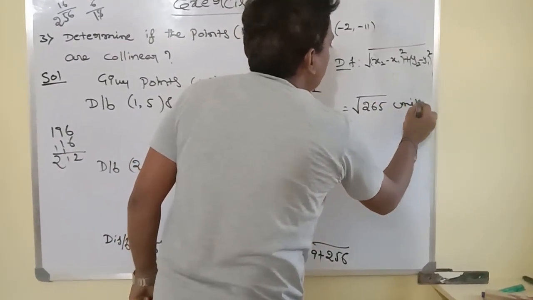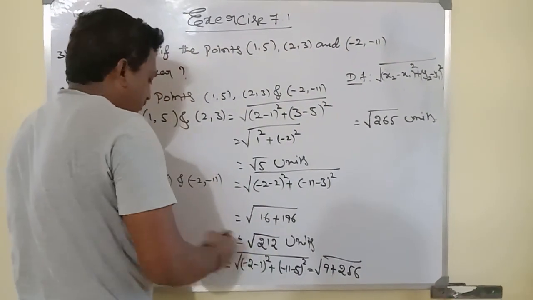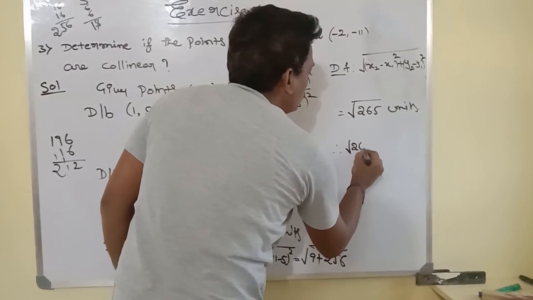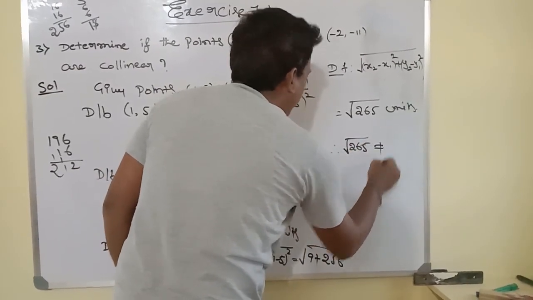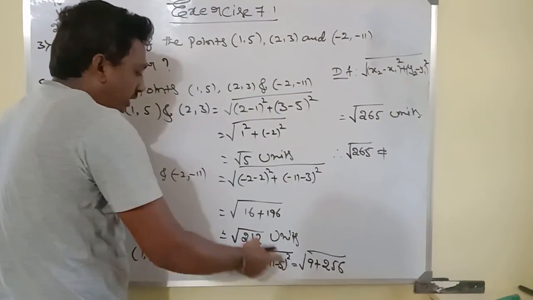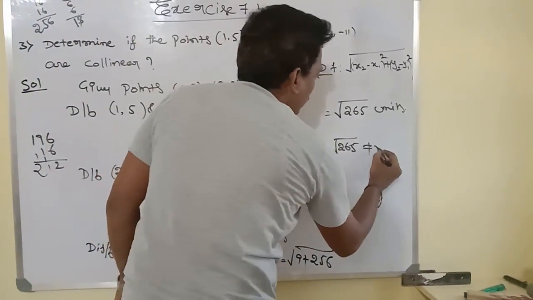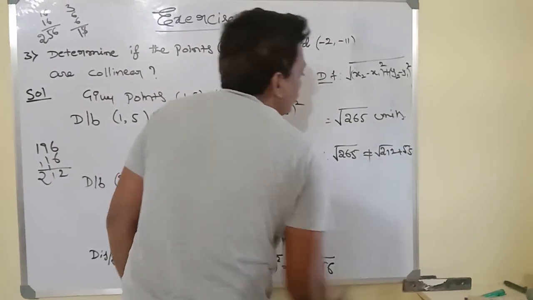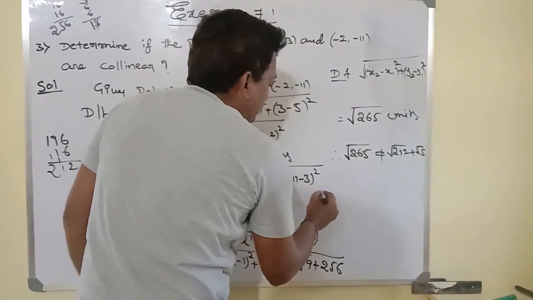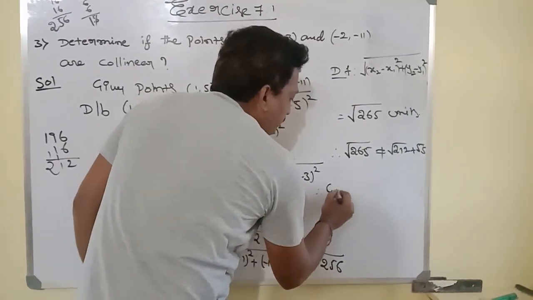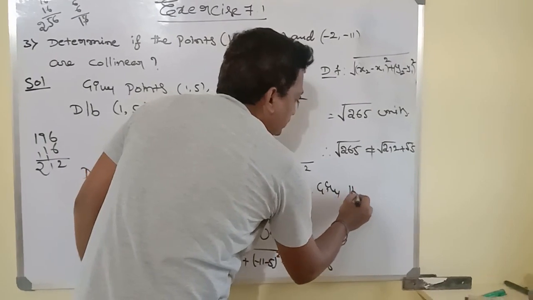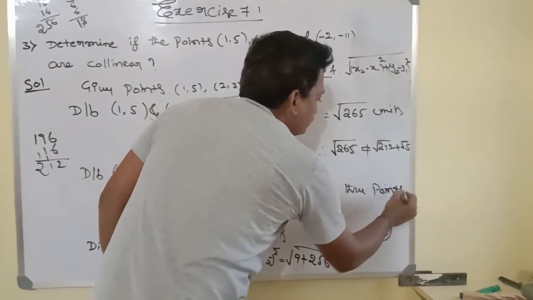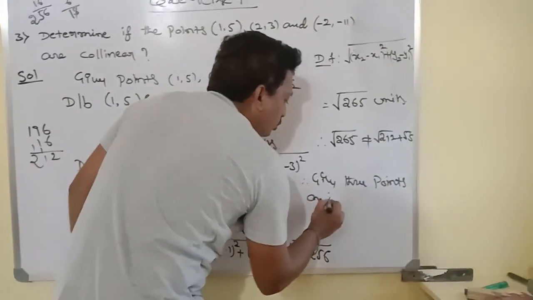So units. Observe these 3. Therefore, square root of 265 is not equal to square root of 212 plus square root of 5. So these 3 given points are not collinear.